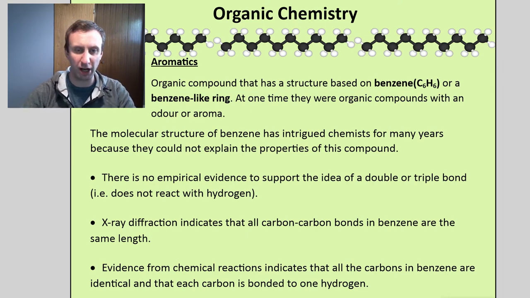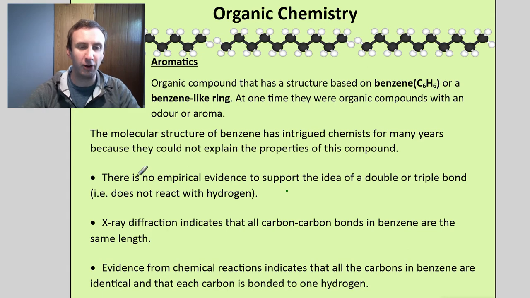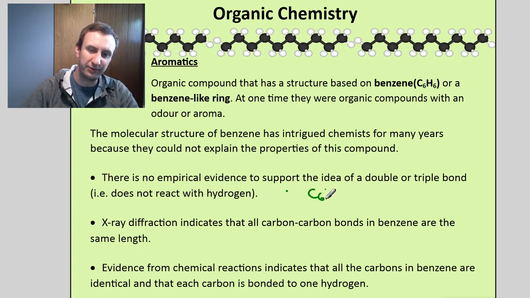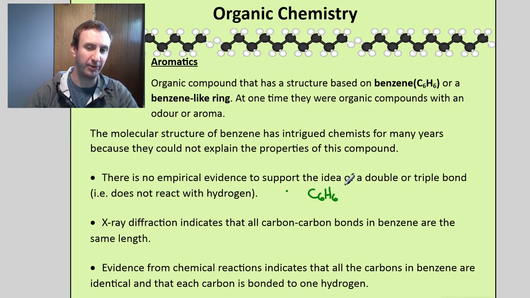It used to be this kind of big problem that perplexed chemists for years. The reason chemists were mystified by benzene is that it had really weird properties that didn't make a ton of sense. For example, there's no empirical evidence to support the idea of a double or triple bond. It does not react with hydrogen, but it had the formula of C6H6, so it's like it's missing a bunch of hydrogens. It looks unsaturated based on the formula, but it doesn't do normal reactions that an unsaturated hydrocarbon like an alkene or an alkyne would do, which is weird.